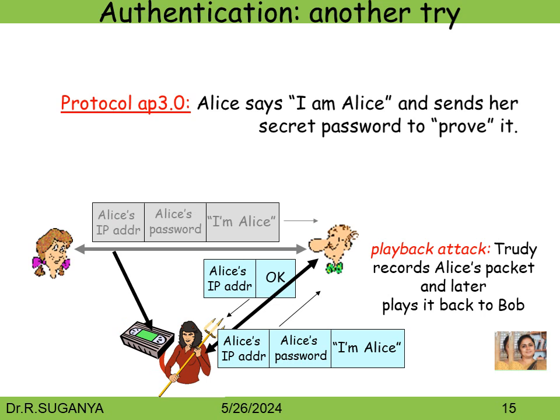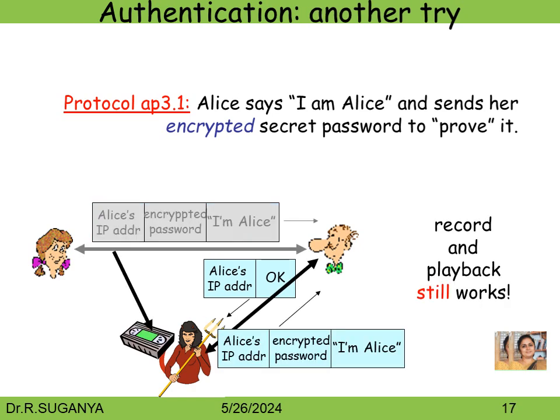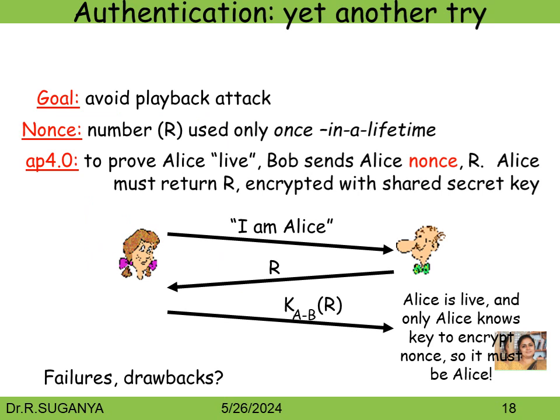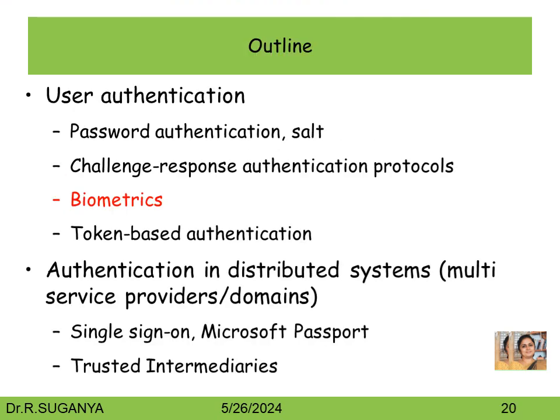The playback attack: Trudy records Alice's packets and later plays them back to Bob. Alice sends her encrypted secret message, the password, to prove it, but Trudy records and plays it back, and it still works. To avoid a playback attack, use a nonce, a number used only once in a lifetime. To prove Alice is live, Bob sends Alice a nonce. Alice must return it encrypted with the shared secret key. Alice is live and only Alice knows the key to encrypt the nonce, so it must be Alice. This authentication doesn't protect against server database reading, and can be done using public key techniques.